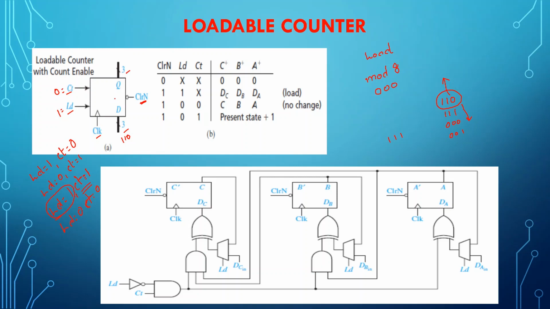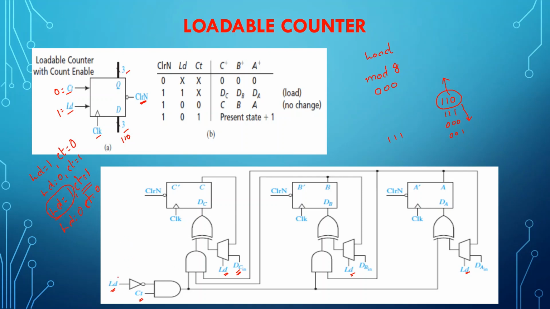That is what these loadable counters are. You can see here, there is a load signal here and there is a count signal here, and also you can see there is a load signal here also. It's a load signal which is connected to the mux. Can you see that? It is connected to the mux with the data input to the flip-flop, isn't it? So that is what I said.